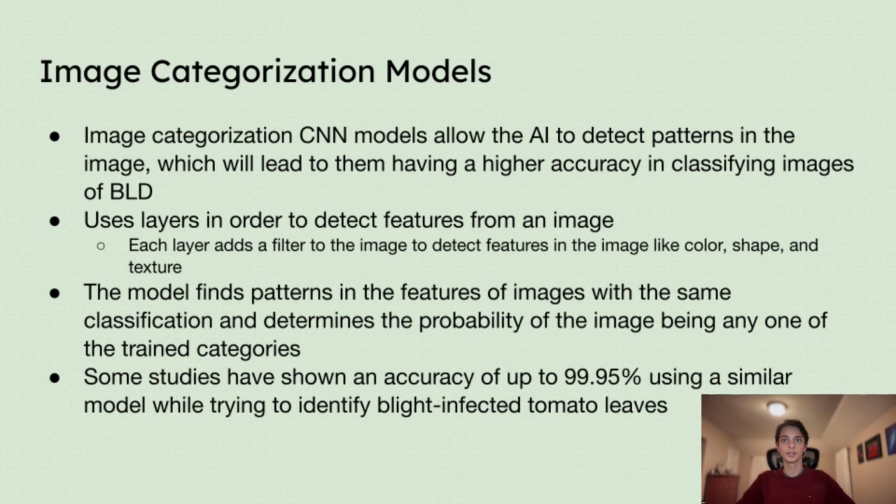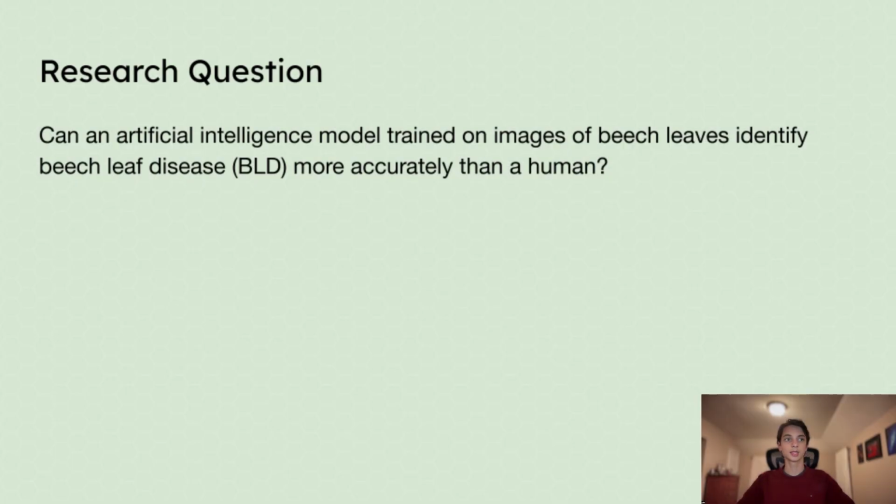I chose to use a CNN model because some studies have been shown to have an accuracy of up to 99.5% while using a similar model in trying to identify infected tomato leaves. My background research led me to the research question: can an artificial intelligence model that is trained on images of beech leaves identify beech leaf disease more accurately than a human?